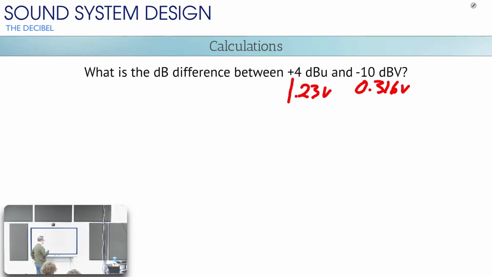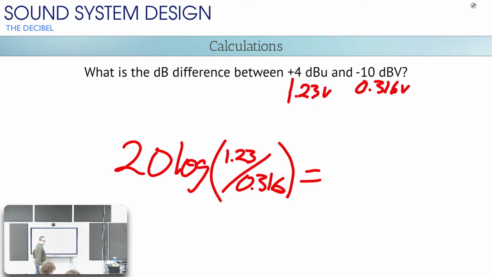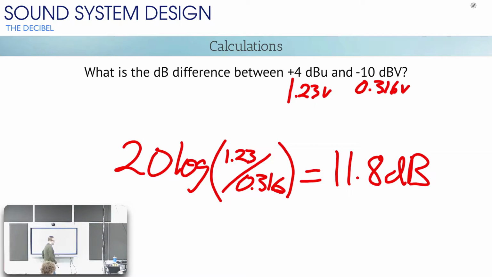Yeah, so what's 20 times the log of what? Yep, 1.23 divided by 0.316. Somebody do that math, tell me what the answer is. 11.8 dB. Otherwise, you could round that to 12 dB, and it'd be about the same thing. So, what's that? Pretty big difference, right? That's a difference you could hear.